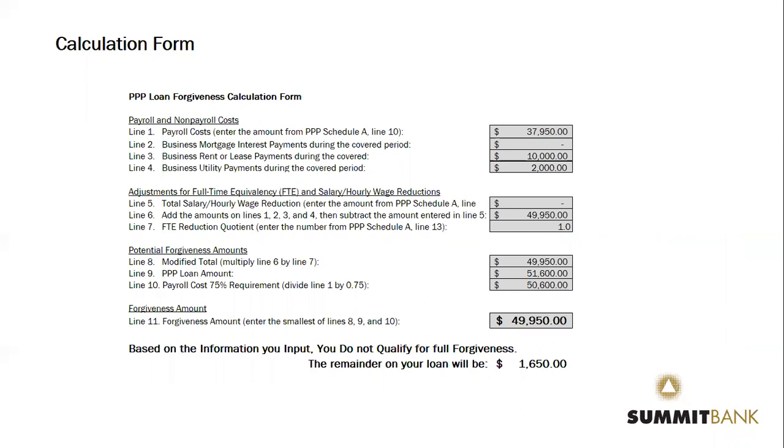So hopefully that slows things down a little bit, takes you through the worksheet and points out some of those easy to miss places. If you have any additional questions, we have an FAQ on our website. This PowerPoint is available on the website.